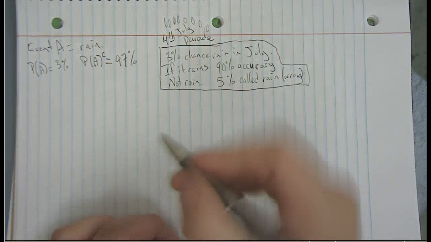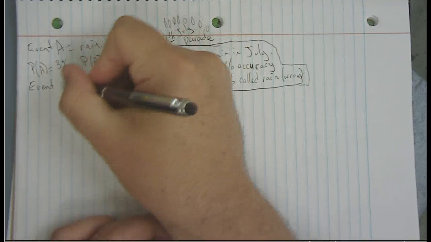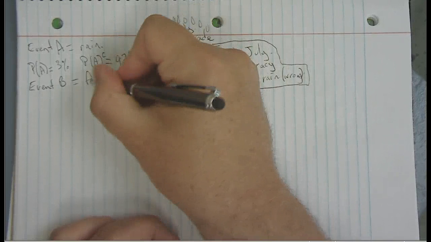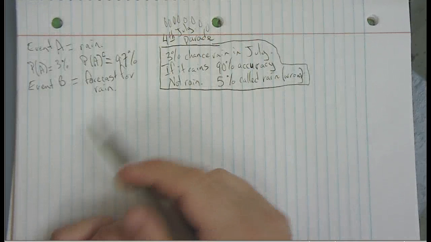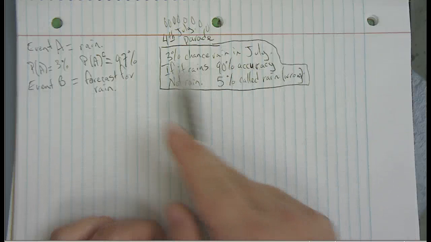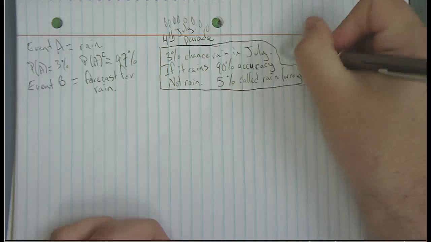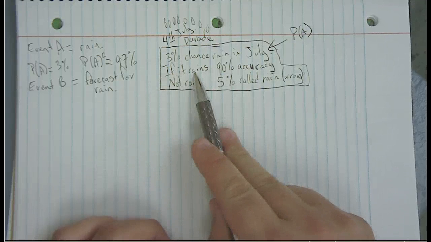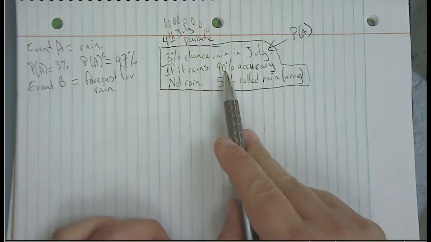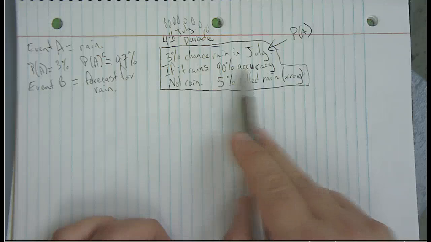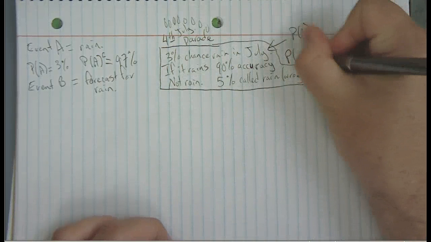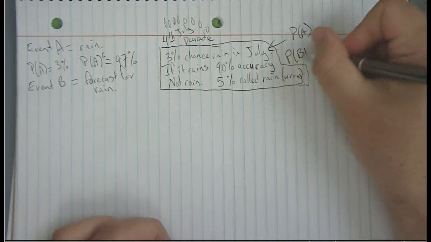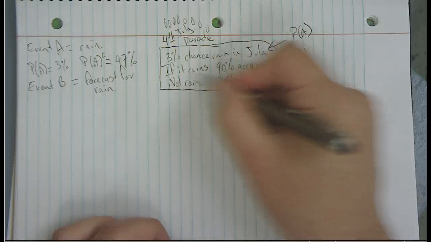All right, let's talk about event B. What is event B? Well, we'll call event B the forecast for rain. So what are these things here? Well, this one right here is just the probability of A. But what is this one? It says, if it rains, then the probability that there was a forecast, that means it was 90% of the time, given that it rains. So this is actually the probability that there was a forecast for rain, 90% of the time is the answer. So it's telling us 90% of the time there was a forecast for rain when it rained.